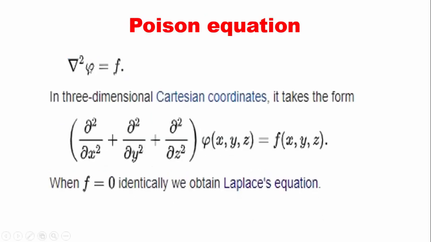Then Poisson's equation. If del square phi is equal to f, in Laplacian on the right hand side there was 0. Here it is f, such an equation is called Poisson's equation. So very simple.